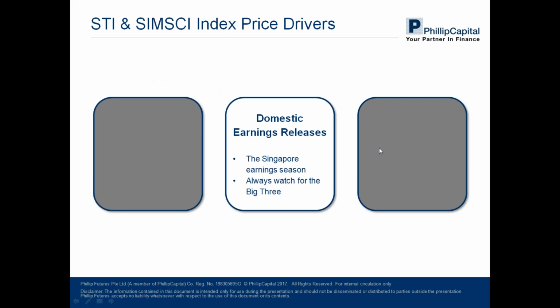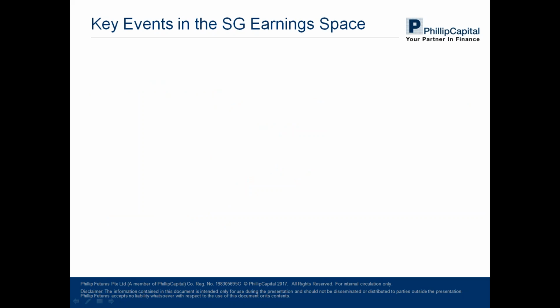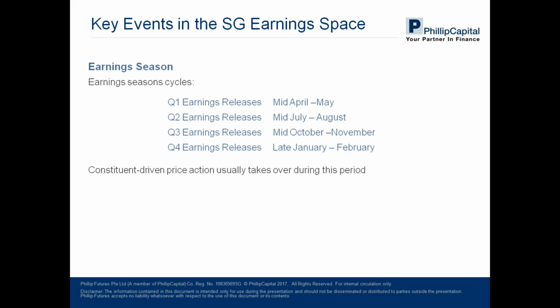Okay, next, in the domestic earnings releases space, we also have to watch out for the earnings season of the STI and the SIMSKI. For these two indices, the general time period of earnings releases is as such. For Q1, we're looking at mid-April to May. Oh wait, that's right about now. So we are entering the earnings season. In fact, if I remember correctly, there's one earnings release scheduled for today, and that signals the start of the Q1 2017 earnings season. During this time period, broad-based macro price drivers tend to take a relative backseat, and we may see more constituent-driven price action.